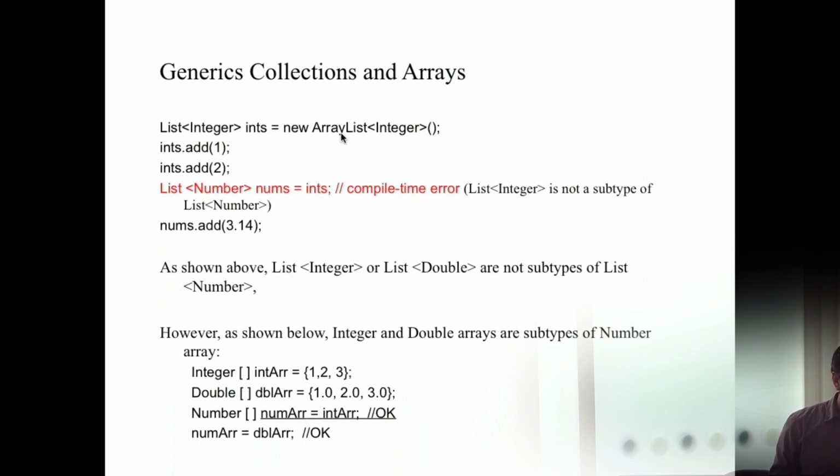This is just an example showing how, if you have a list of integers and you try to pass the reference into a list of numbers, you will get a compile time error, because a list of integer is not a subtype of list of numbers.